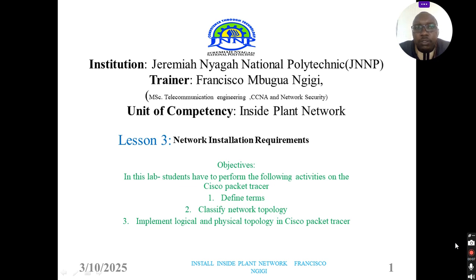We are looking at our unit of competency, inside plant network. Our lesson is 3, network installations requirements. This is according to the OS requirements. The objective is that you need to do the following. At the end of this presentation, you define terms, classify network topology, and implement logical and physical topology.